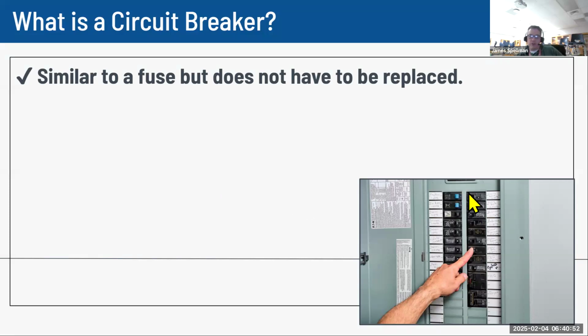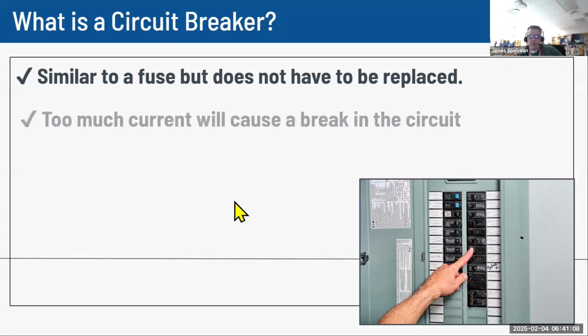Typically, each switch kind of controls a portion of your house, a room, or section of the house. And if you turn too many things on in that room, it may cause too much electricity to be trying to go through the wire leading from each of these switches. And if so, then it's going to cause the switch to close up. Too much current is going to cause a break in the circuit. Unlike a fuse, these don't have to be replaced in general. Sometimes they have to be replaced, but most times you just go back in and you just flip the switch.